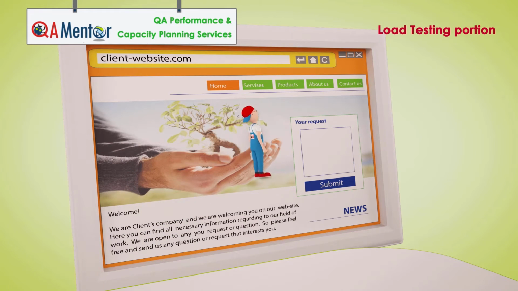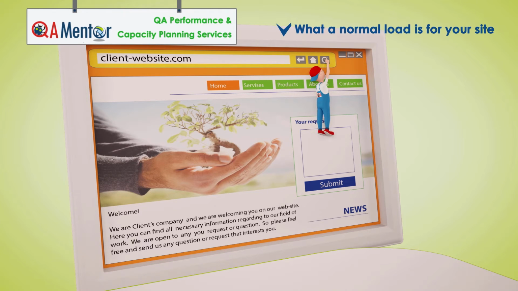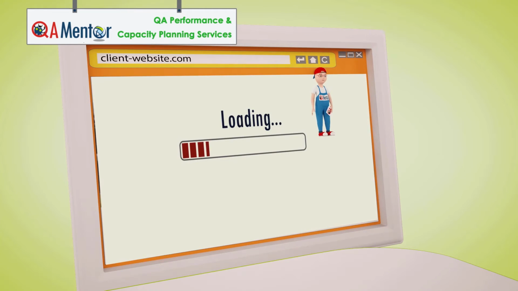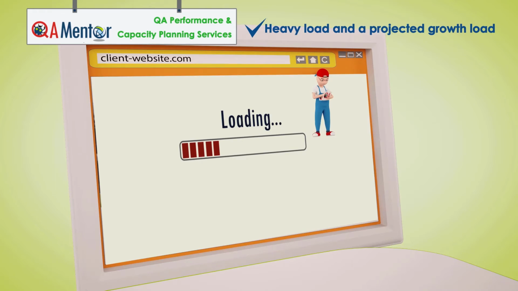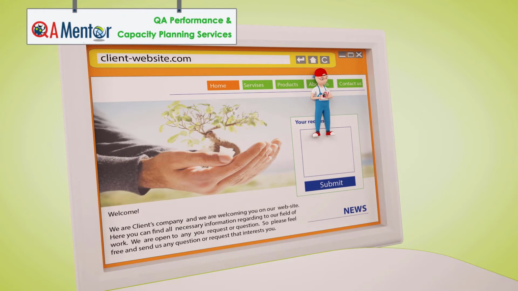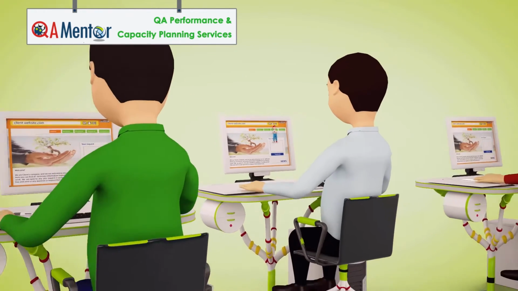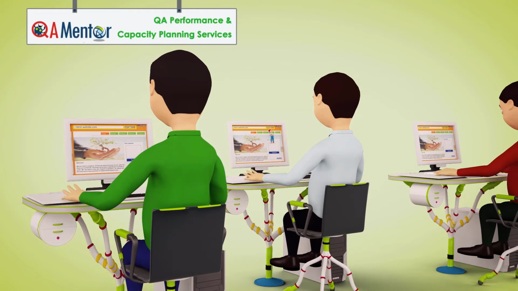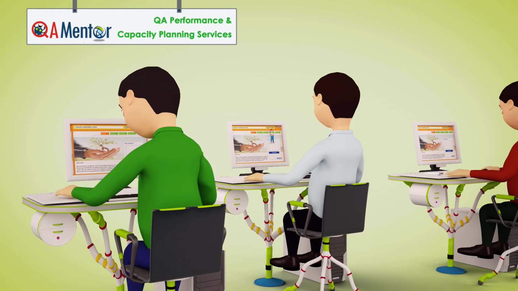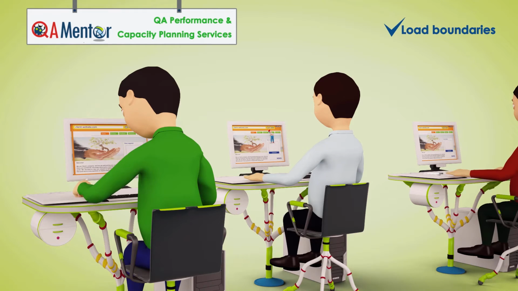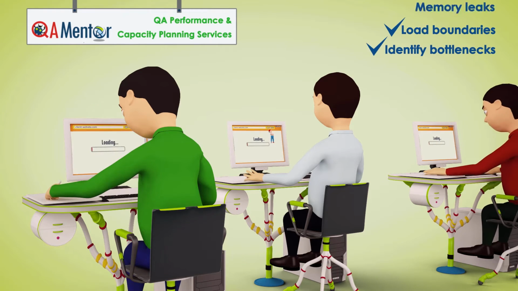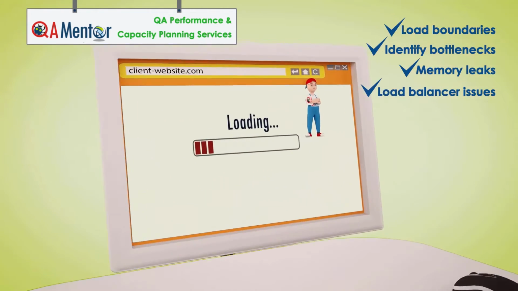During the load testing portion, we figure out what a normal load is for your site, and from there, determine a heavy load and a projected growth load. Starting with a smaller load, we gradually increase concurrent users until the system stops responding. This tells us the load boundaries and helps identify bottlenecks, memory leaks, or load balancer issues.